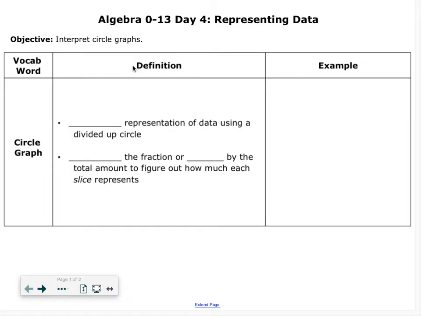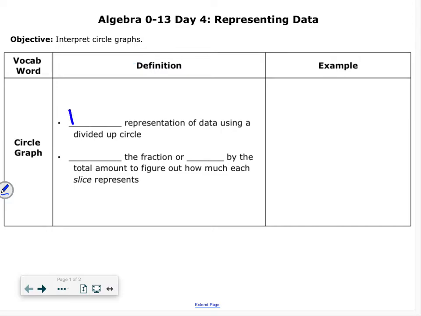A little bit about how we represent data. And we're going to focus on a circle graph today. This is the last section of our probability and statistics unit. So this is day 4 of chapter 0, section 13.